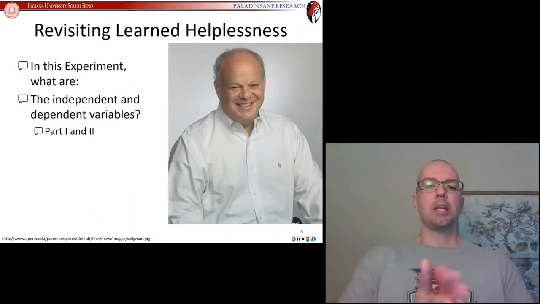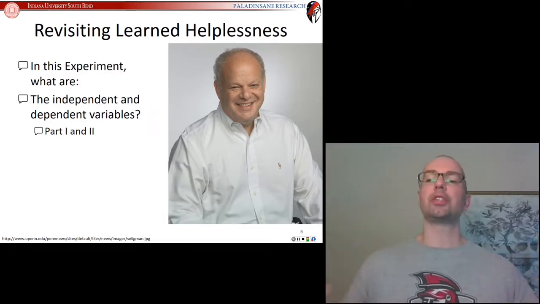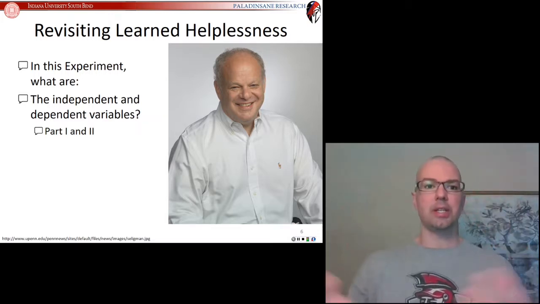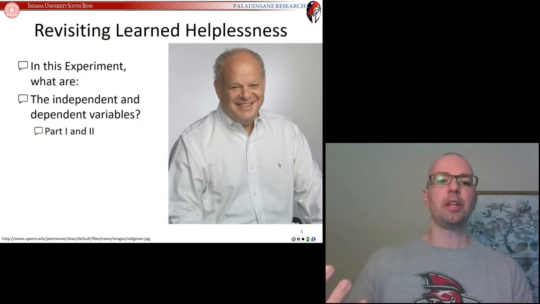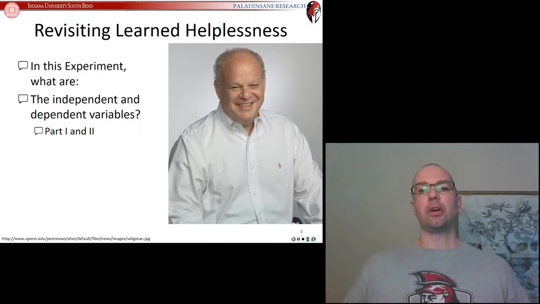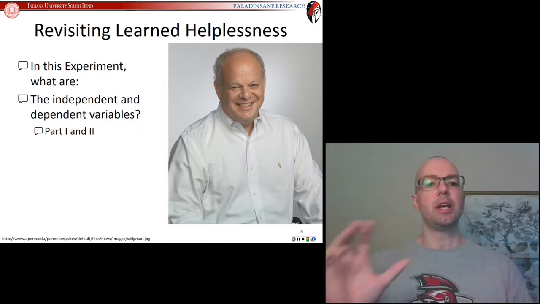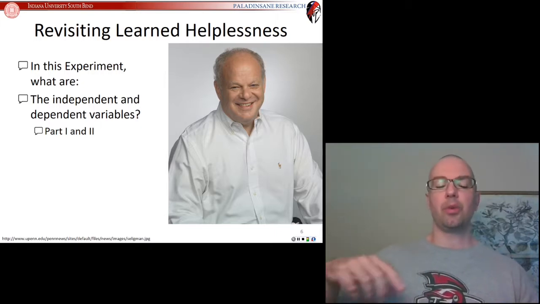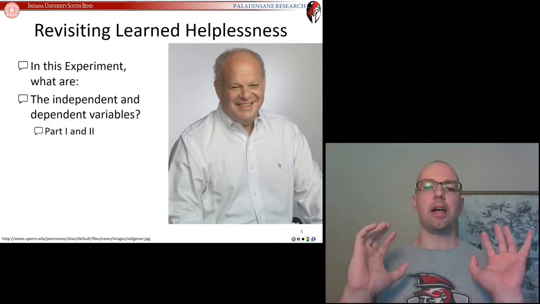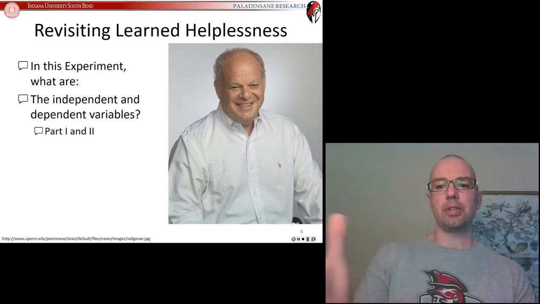So I asked you last time to think about how the terms that we learned last class apply to this learned helplessness study. So in this experiment, we'll now take up what the independent and dependent variables are. If you haven't already, I invite you to pause the video at this point. Think about what the independent and dependent variables are for part one and part two. And then when you have your answer, write it down and then come back, press play, and we'll go to the answers.